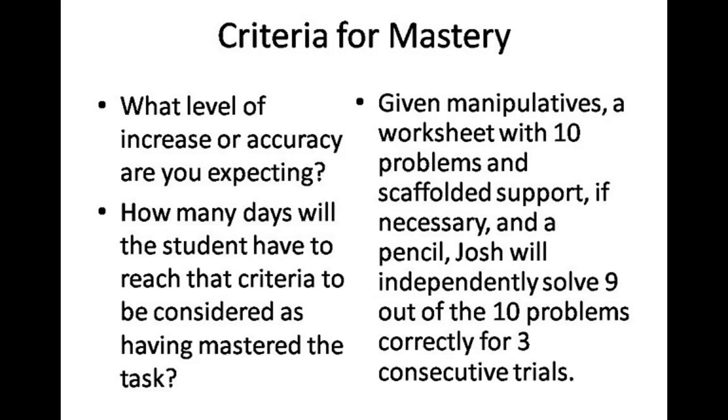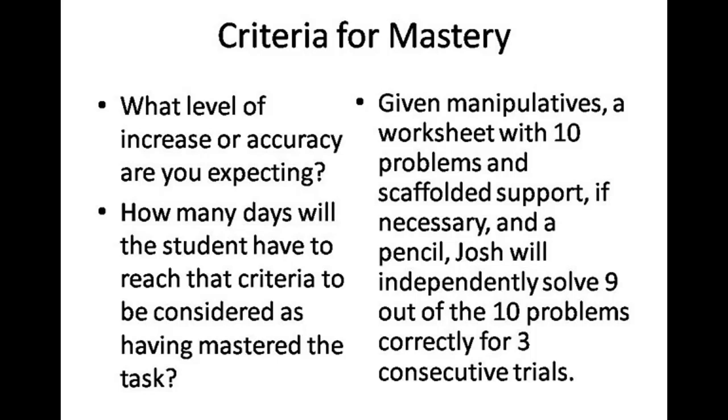That's the behavior. For the criteria for mastery, there's actually 2 parts. The first part is what level of increase in the skill or what level of accuracy are you expecting from the student? And then additionally, how many days does the child have to reach that level before you consider them to be mastered? So if they do it 1 day, are they a master at it? Do they need to do it 3 days, 5 days, or so on? So there's 2 parts to the criteria for mastery, and typically it's the second part that we let off.